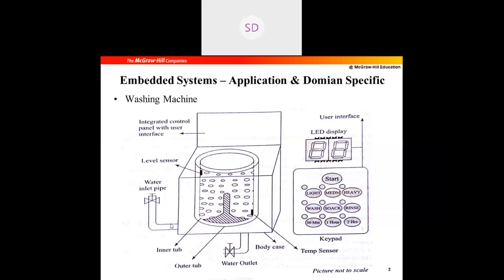See, the water inlet has to be programmed. This is one embedded system. The level sensor is also one embedded system. The water outlet, the inner tub, or if you consider this keypad, it is part of an embedded system. Or if you consider this LED control, it is an embedded system. So all the systems are clubbed together to form a particular task. So we call this embedded system a distributed system. So the first characteristic says that it is application and domain specific. Next, it is a distributed system, right?